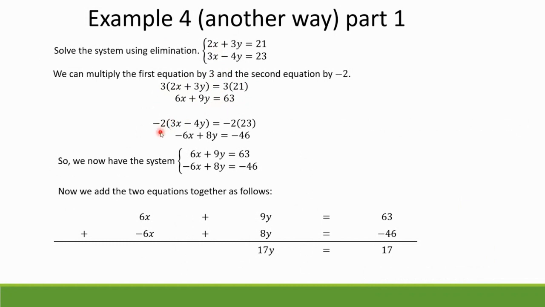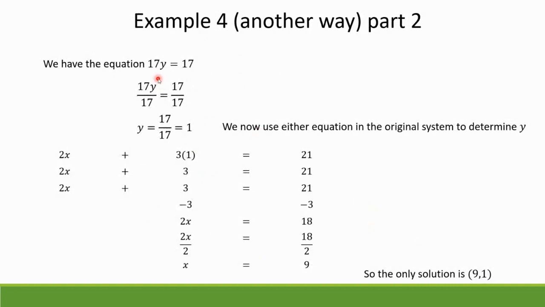Then if you multiply the second equation by -2, we have -6x plus 8y is -46. Now, what does that do? Well, now the equations become this, but notice now if I were to add, the x's would go away. And that's okay. The x's are now gone. We're left with 17y equals 17. And of course, solving for y, you divide by 17, you get y is 1.